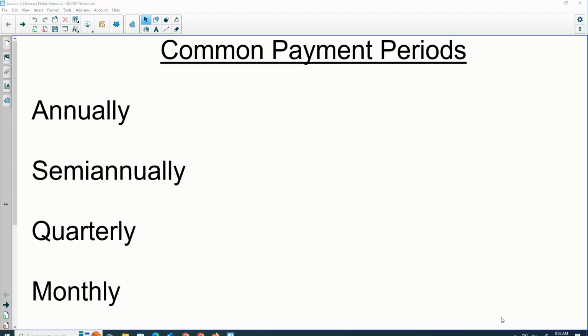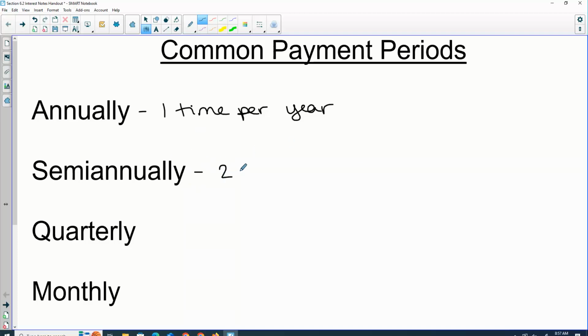If I say something is compounded annually, what does annually mean? Once per year. Yep. Annually is one time per year. What does semi-annually mean? Every 6 months, so we're just going to say 2 times per year.